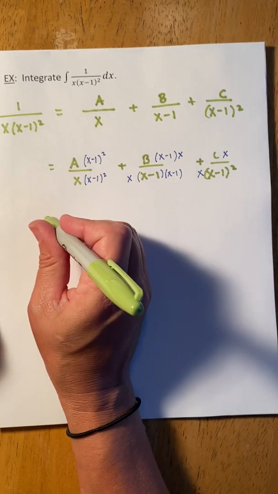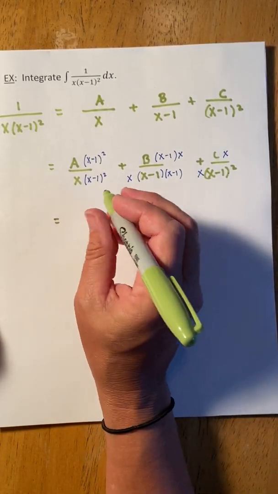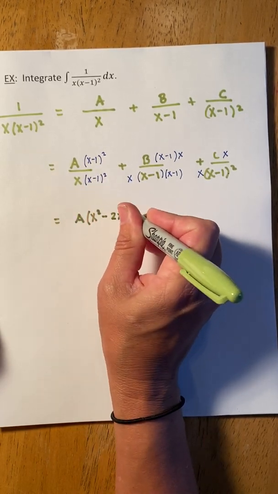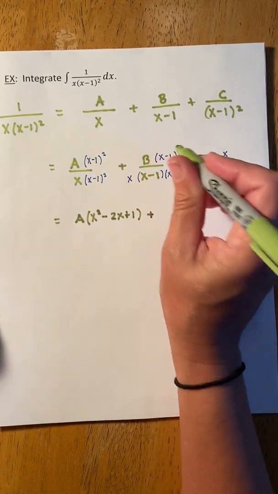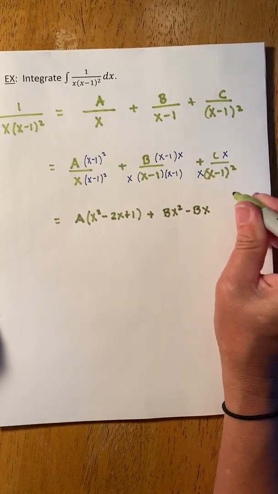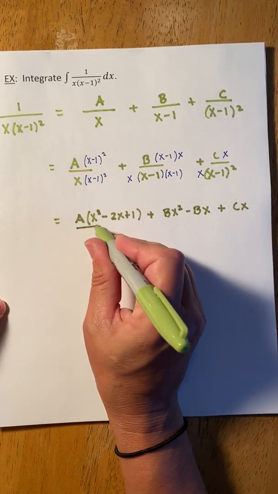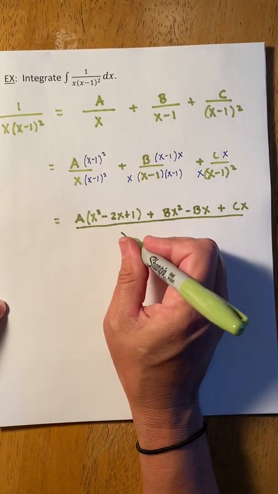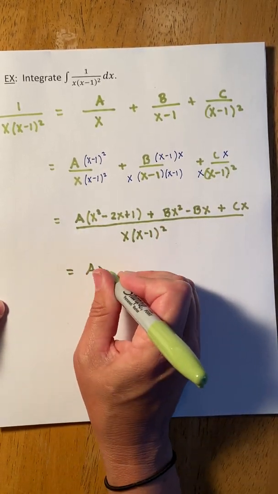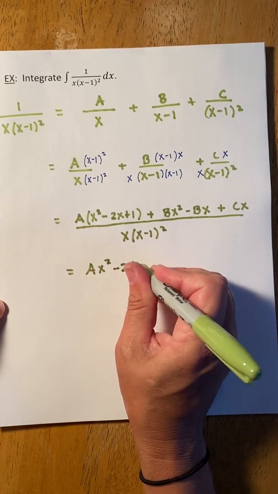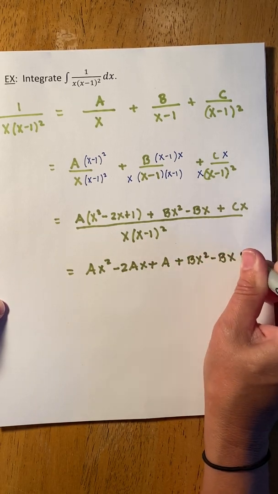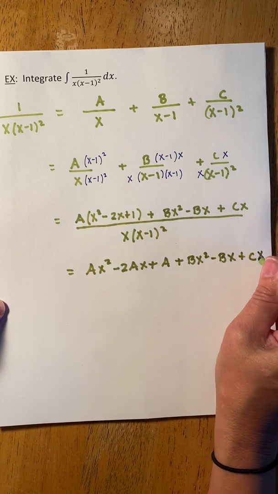All right, so now let's hash this all out. This is my left numerator. Well, x minus 1 squared is x squared minus 2x plus 1. My middle numerator is going to be bx squared minus bx. And my third numerator is just cx. And that's all over the common denominator of x times x minus 1 squared. Now I'm going to distribute this a. I get ax squared minus 2ax plus a plus bx squared minus bx plus cx. Oops, cx. Don't lose that.